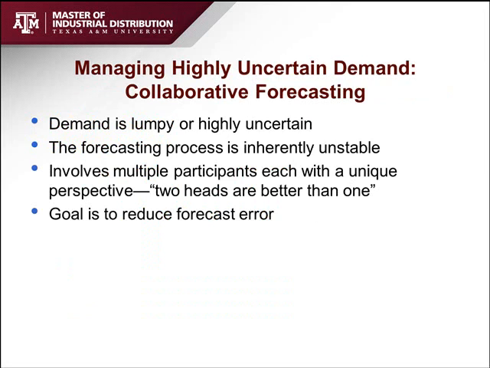Another tool that can be used for highly uncertain demand is this concept called collaborative forecasting. In this idea, basically multiple entities in a supply chain come together and share information and hope to improve the forecast accuracy, right? For example, Walmart and Procter & Gamble do this. The idea is that Walmart basically shares their actual sales data with Procter & Gamble, and then they together make forecasts, and that helps them to basically improve the forecasting accuracy.